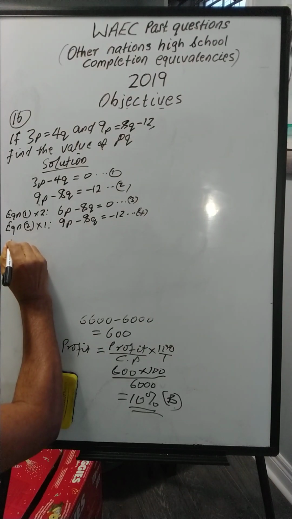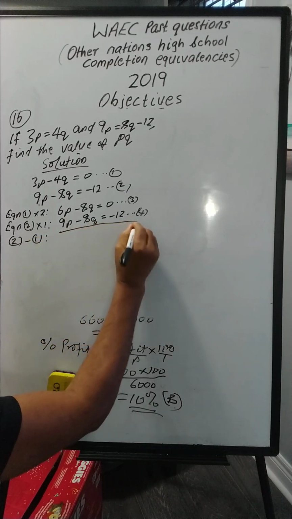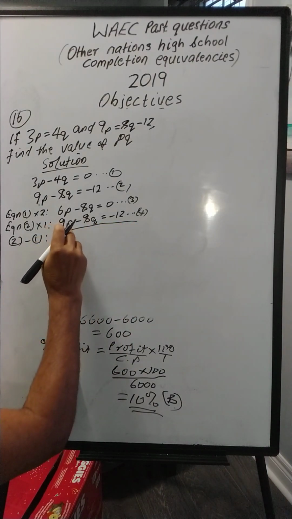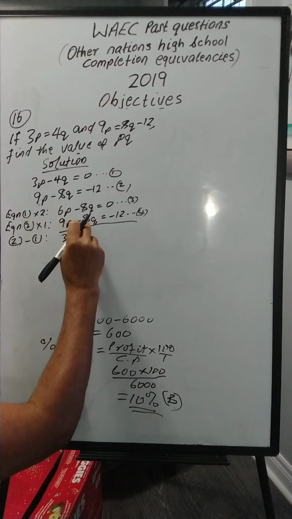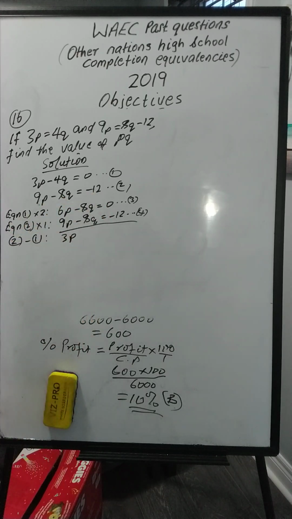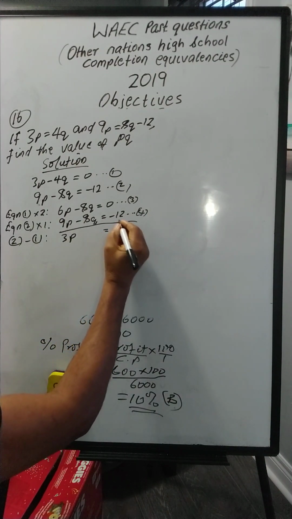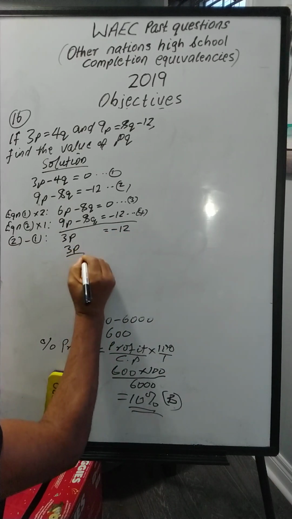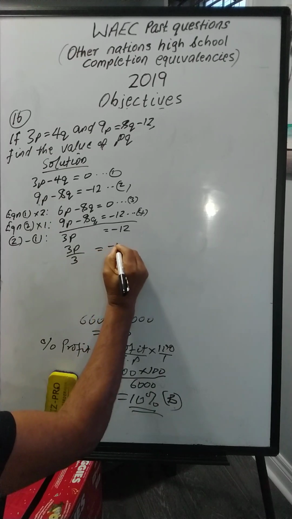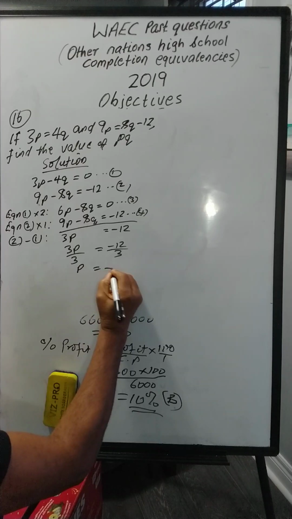Therefore, equation 2 minus equation 1. 9P minus 6P will give us 3P. Minus 8Q minus 8Q will be minus 8Q plus 8Q, equals minus 12 minus 0. Remember, minus 12. So 3P divided by 3 will give us minus 12 divided by 3. Therefore, P is equal to minus 4.